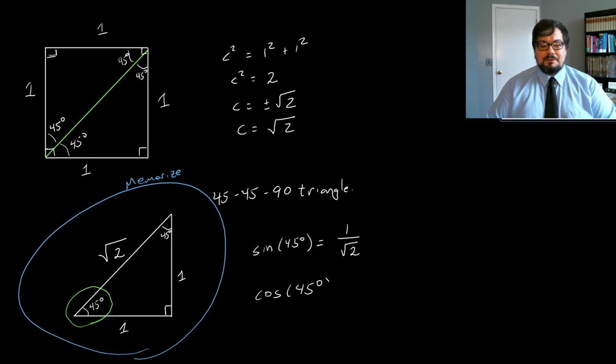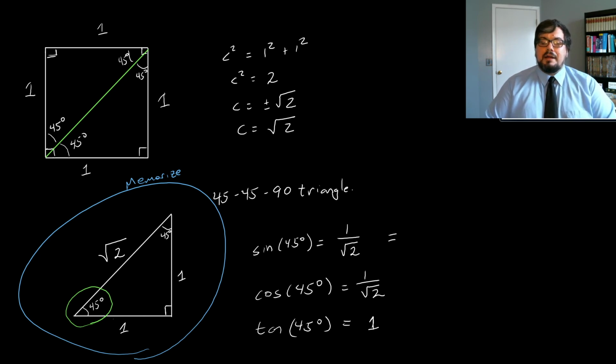Similarly, cosine of 45 degrees is 1 over square root of 2. Adjacent side is 1. Hypotenuse is square root of 2. And then tangent of 45 degrees is equal to the ratio of the opposite and adjacent side. So that's 1 over 1, which is just 1.